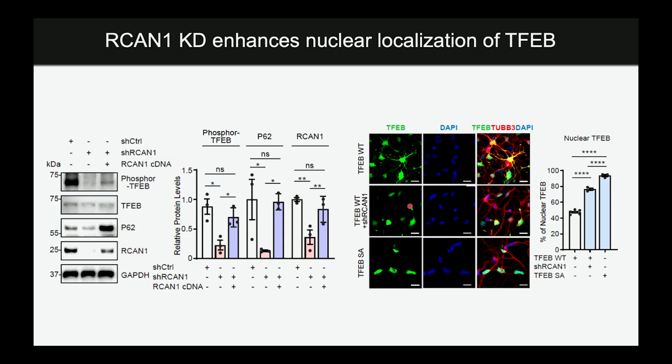So what it does is, by virtue of controlling the expression of RCAM1, we can actually control the phosphorylation state of TFAB. As shown in this example, if we monitor the expression of TFAB in control, and then we knock down RCAM1, we promote nuclear localization of TFAB, and this is also mimicked by the phosphomutant form of TFAB.